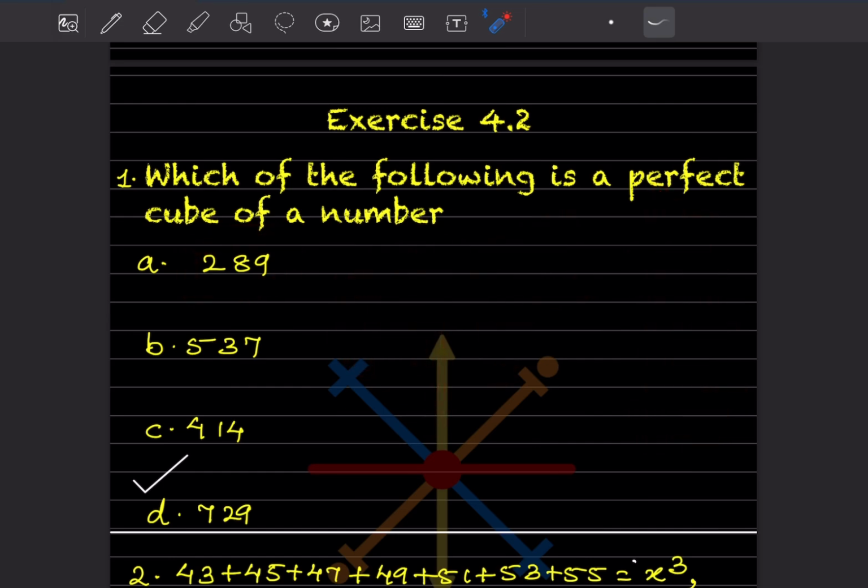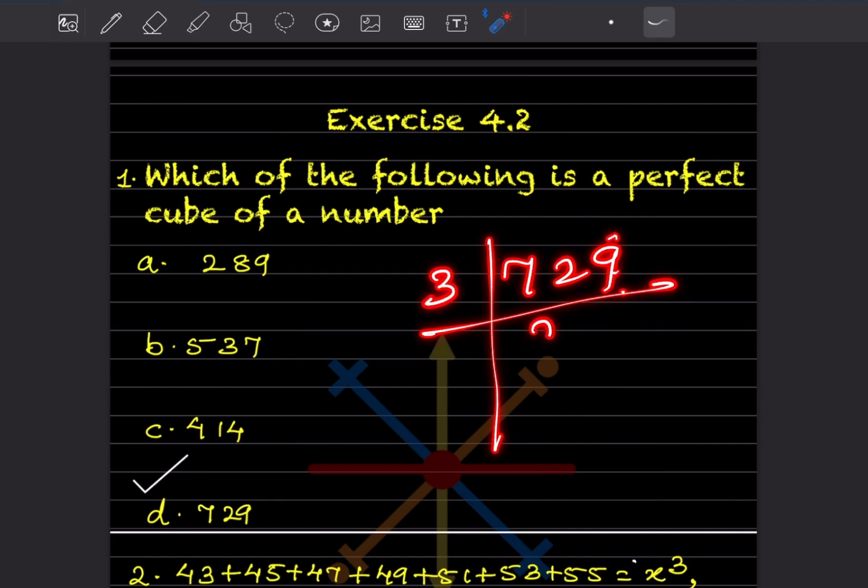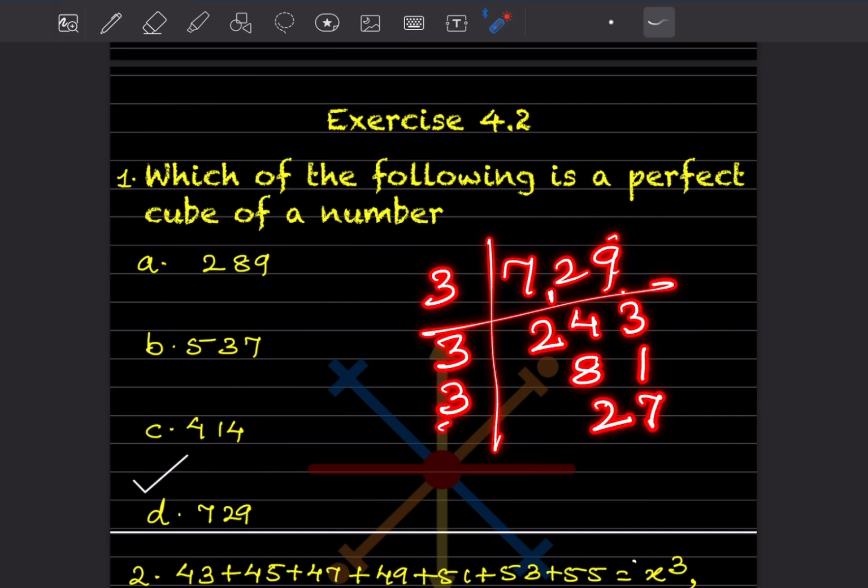So here the possibility is just 729. I'll show you how. Now see here, we have to see whether this is possible with 3. So 3 twos are 6, 3 fours are 12, and 3 threes are 9. Again 3 eights, 3 threes, and 3 ones.